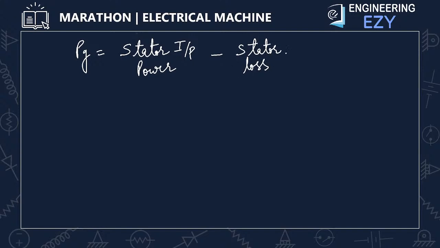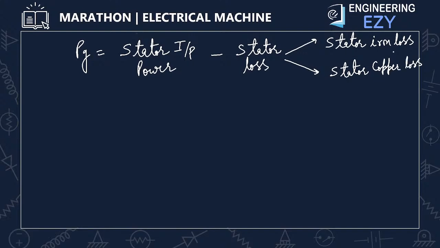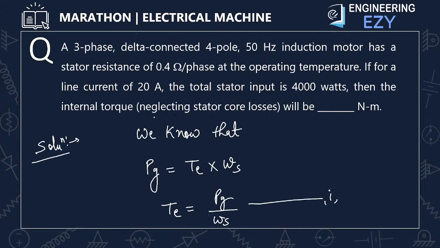And stator loss consists of stator core loss and stator copper loss, but core loss is neglected here. Stator loss constitutes two components: one is the stator iron loss and the second one is the stator copper loss. But in this question, we neglect stator core loss. Stator core loss is so low that it can be neglected.